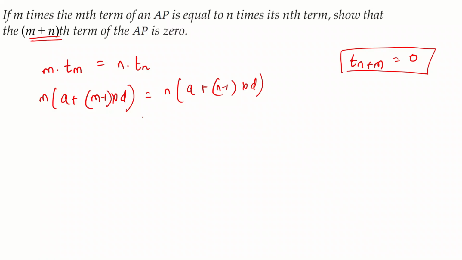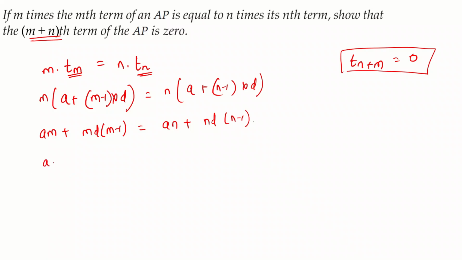So I've just put down the formula. Tm is a plus m minus 1 into d, and tn is a plus n minus 1 into d. So let's quickly multiply everything. So we get am plus md into m minus 1 is equal to an plus nd into n minus 1. Okay, so let's separate. Let's keep the terms involving a together and the terms involving d together.